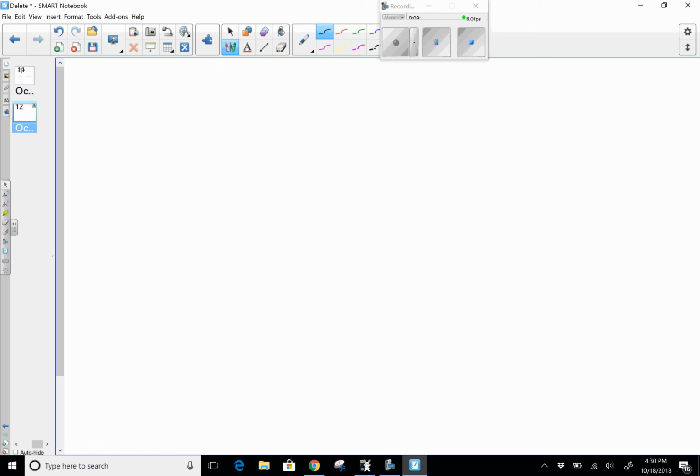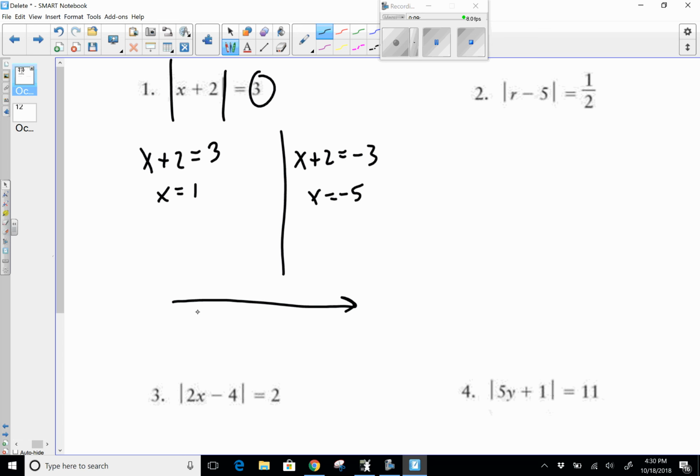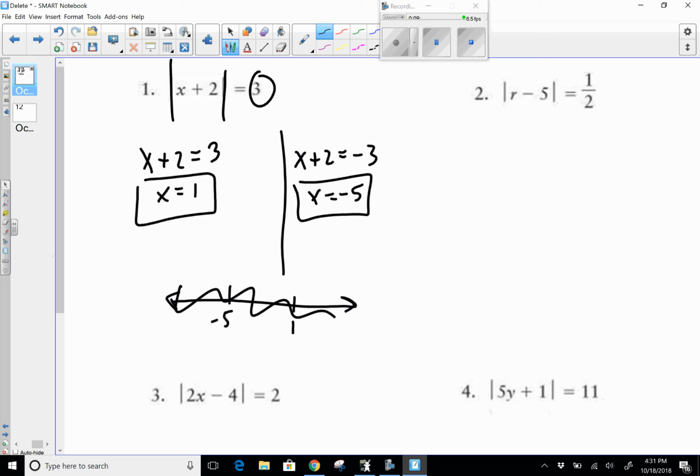So now what you do is put those numbers on a number line. So we have -5 and +1. The concept here is the same as in the previous problem. So it's equal to, right? Oh, there's no inequality here. So this is it. Because there's no less than or greater than sign, you're done. x equals 1 and x equals -5. You don't even need to do that.